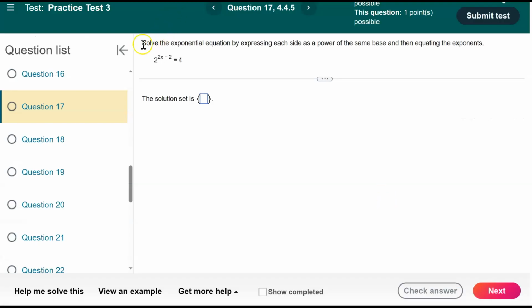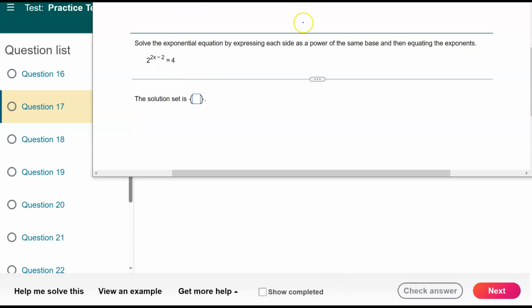All right, next problem. We are asked to solve the exponential equation by expressing each side as a power of the same base, and then equate the exponents. So here we have 2 to the 2x minus 2 equal to 4. Again, we are to express each side as a power of the same base, so we have to write 4 as base 2. We know we can write 4 as 2 squared.